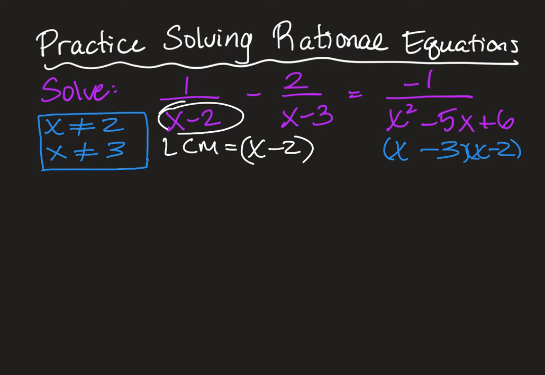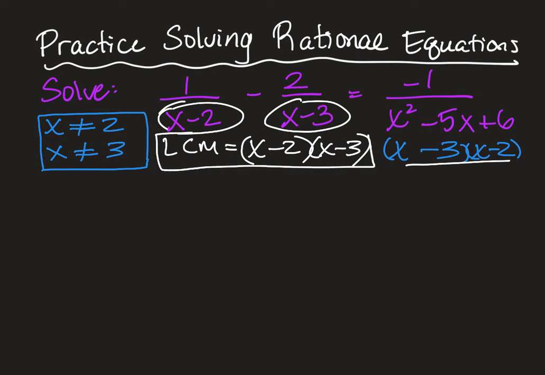If this second fraction has an x minus 3 in the denominator, then I need an x minus 3 in my LCM to be able to cross cancel with that. And then my last denominator is right here, x minus 3, x minus 2, but my LCM already has one of those. It has one for each of those. So my LCM is actually complete right now. I have enough that I'll be able to multiply through the entire equation and wipe out all my denominators.